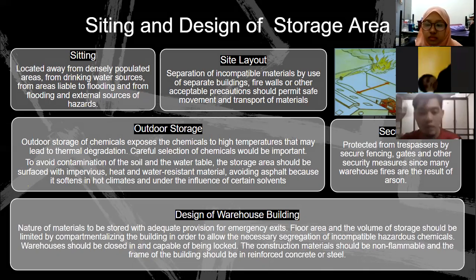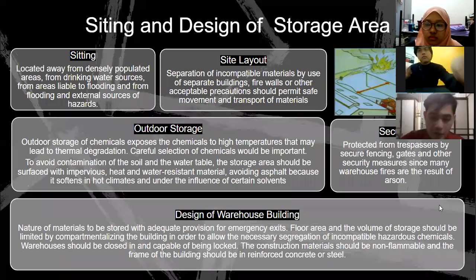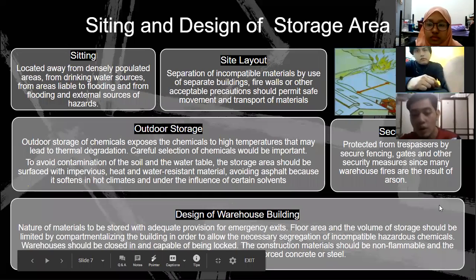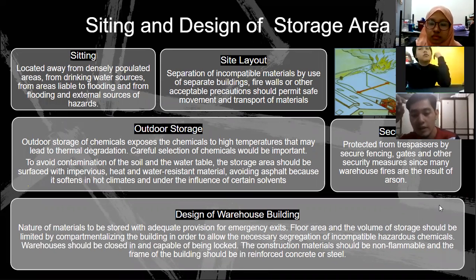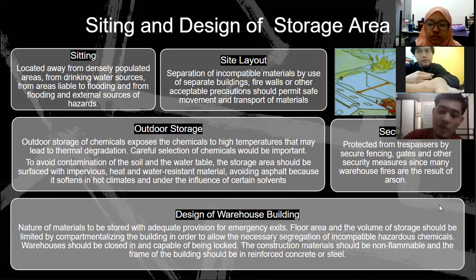And the design of the warehouse needs provision for emergency exits. The floor volume of storage should be limited by compartmentalizing the building, because this is important to allow any necessary segregation of incompatible hazardous chemicals. It should be closed, capable of being locked. And also the construction material of the warehouse should be non-flammable, and the frame of the building itself should be reinforced concrete or steel.